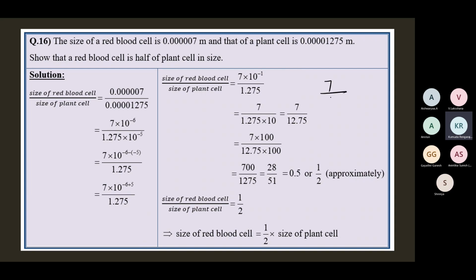See, you have 7 by 12.75. You don't want this decimal point. You want to get rid of it. So that can happen by multiplying the denominator by 100. 12.75 into 100 is 1275.